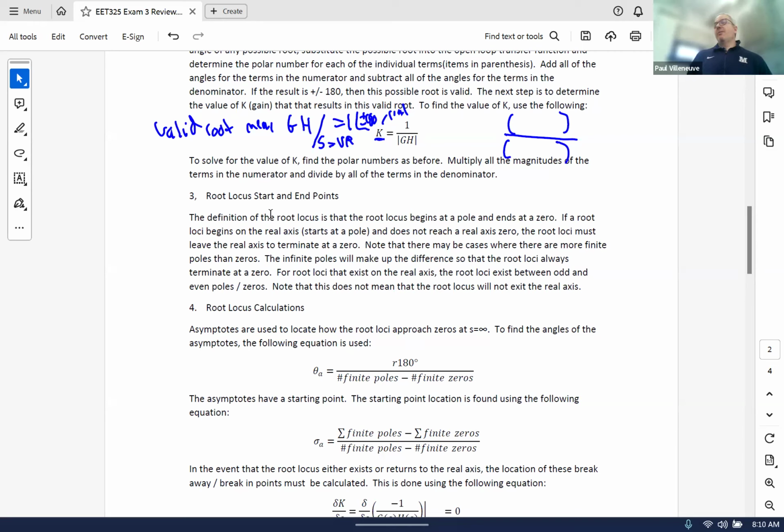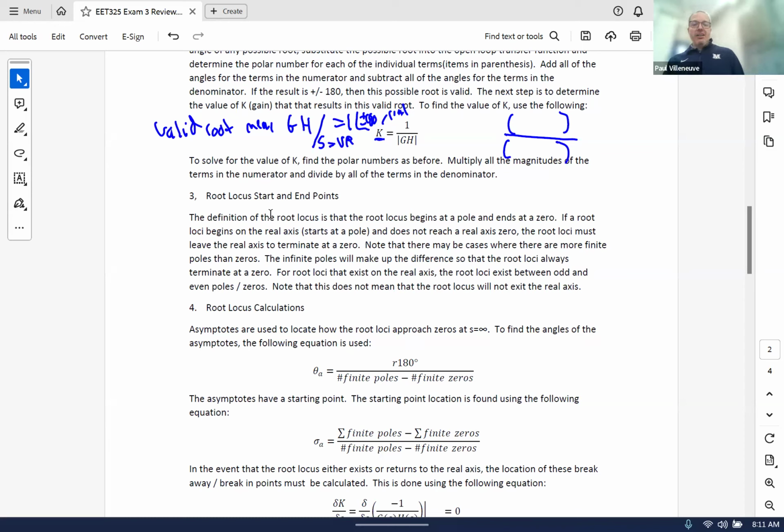The real world systems don't have more zeros than poles. So once you've figured out the general form, now you can start to figure out what do I need to calculate? If I have some angles where I do need to get away from the real axis, so I have poles that are going to be leaving, or roots that are going to be leaving the real axis, then I might need to start calculating where do they approach s equals infinity.